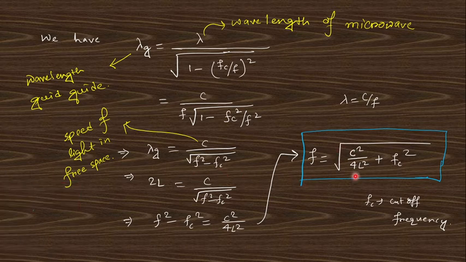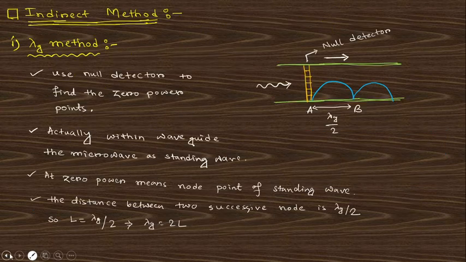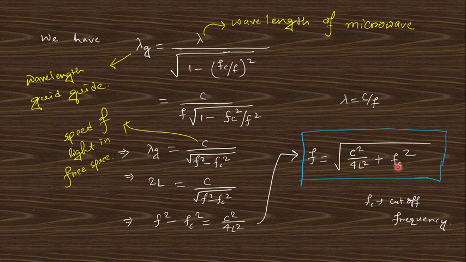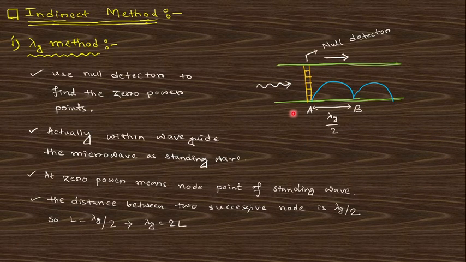So c, you know, the length l can be found out using this null detector, the length between two successive null points, and fc will be the cutoff frequency, which is also found from this formula. So after getting this, you will get the frequency of this microwave. Since we do not measure the frequency of this microwave, we actually measure length. That's why this is called indirect method.